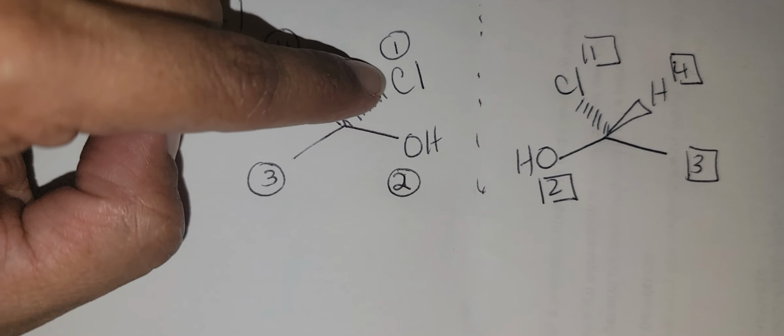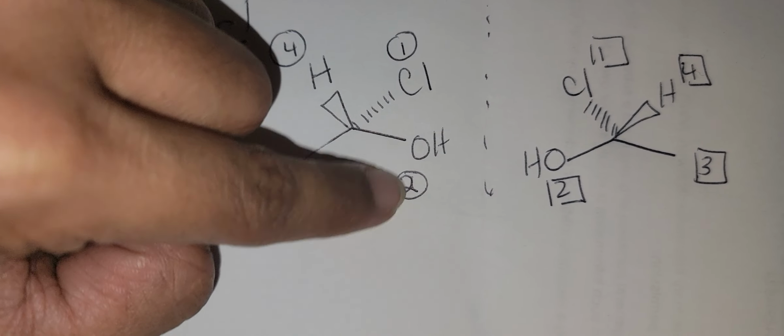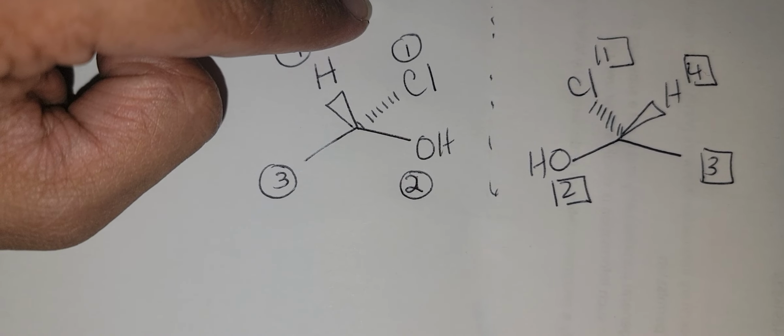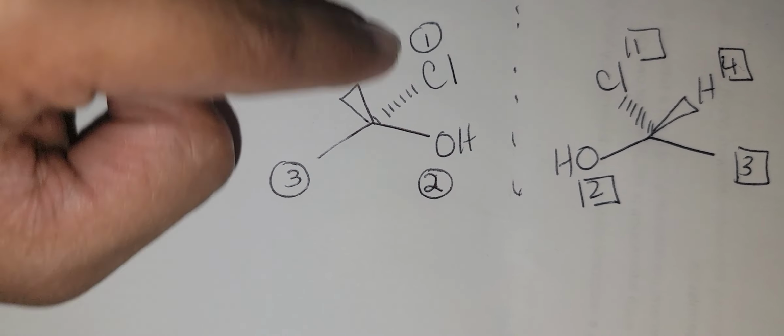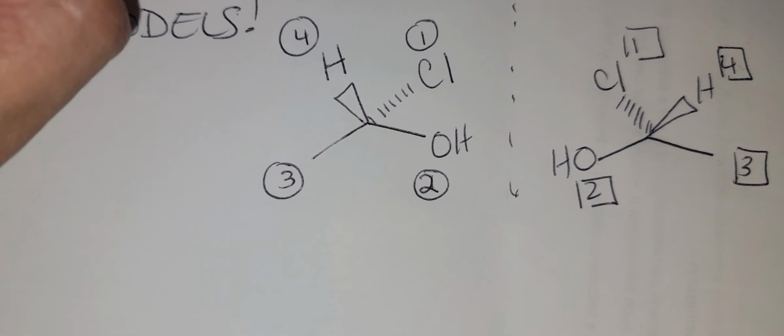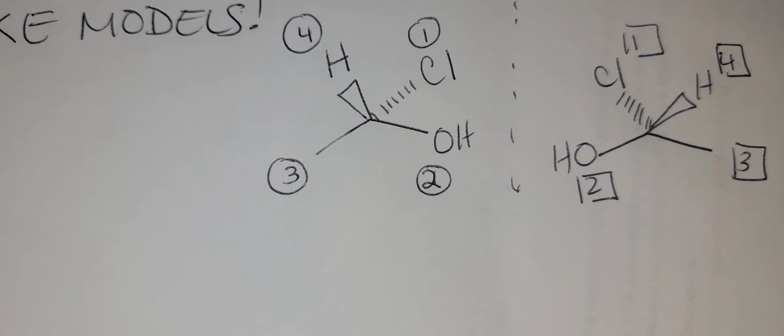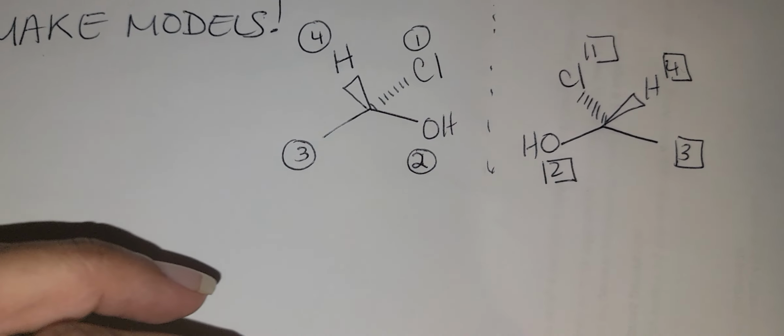Okay, so chlorine has a higher priority. That's, I think, 35. Then 6. Yeah, I think it's 35. So it's the higher of the atoms, hydrogen being the lowest. So we can see them as mirror images.